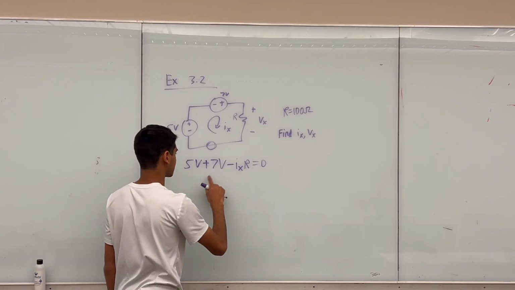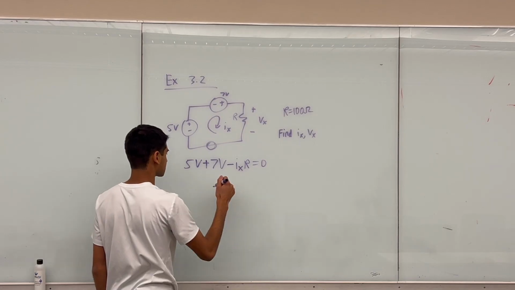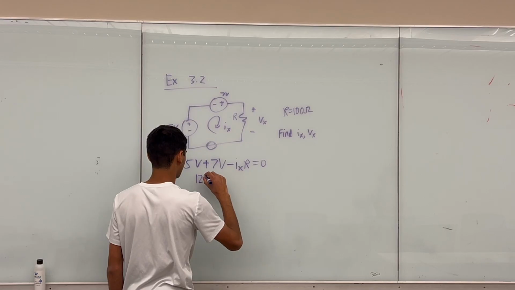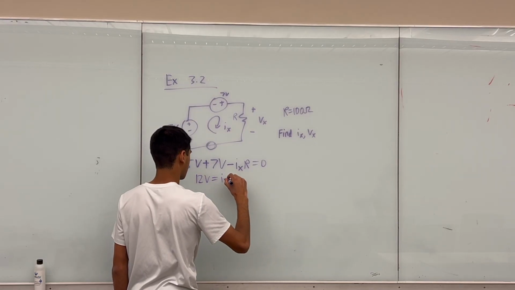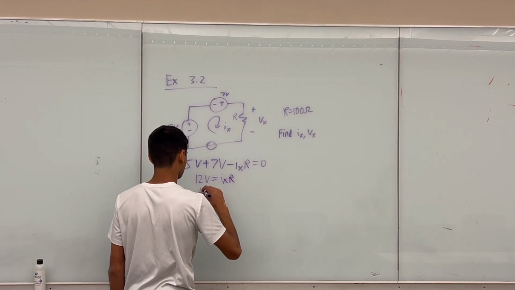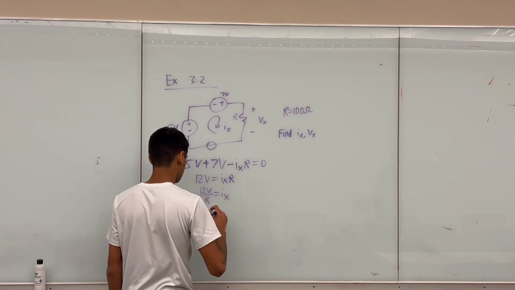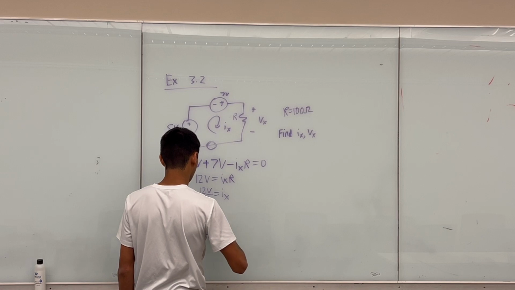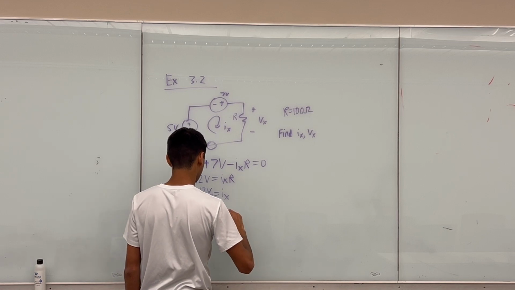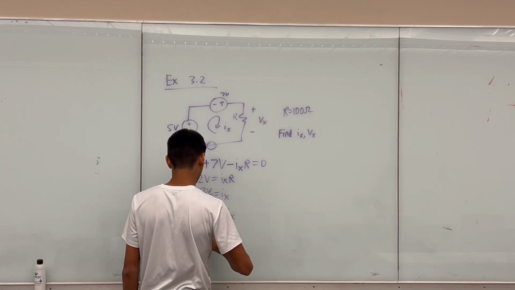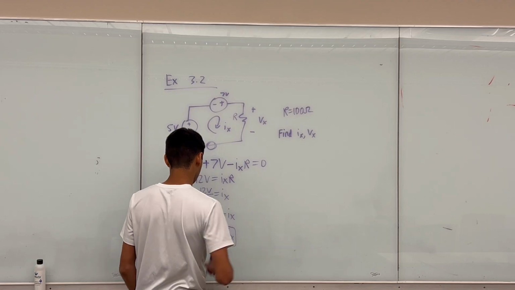So all you do at this point is solve for Ix, which is the only unknown in the circuit since we were given R. So 12 volts equals Ix times R. So 12 volts divided by R equals Ix. So that's 12 volts divided by 100 ohms equals Ix, which means that Ix equals 0.12 amps. So that will be your answer.